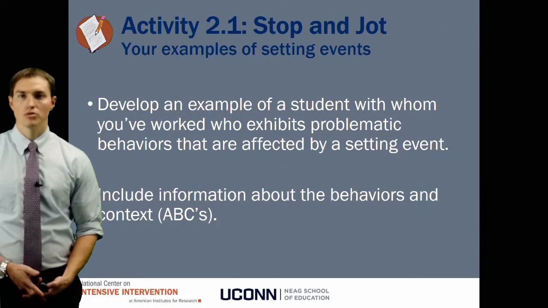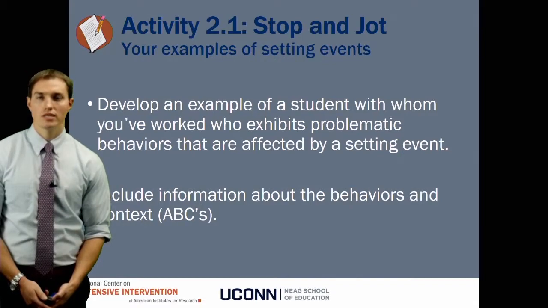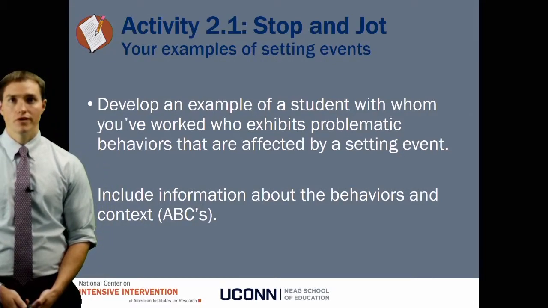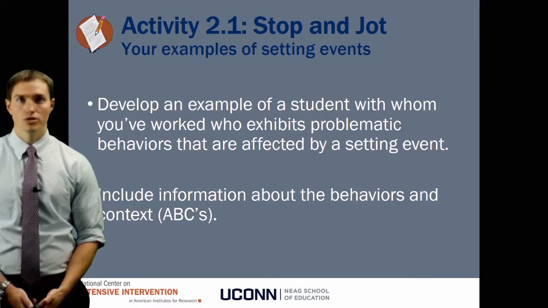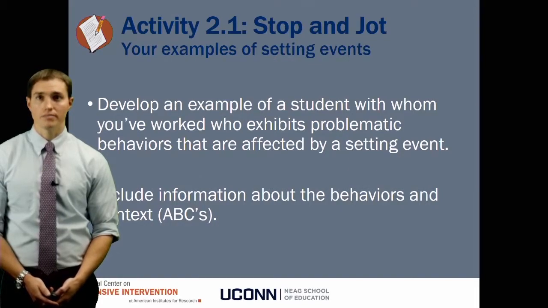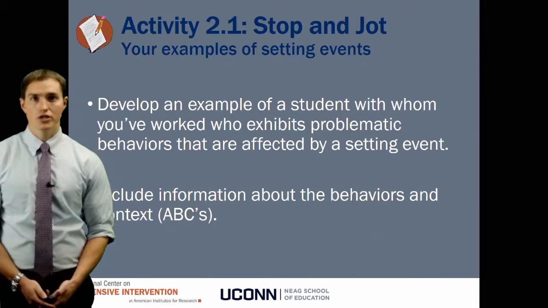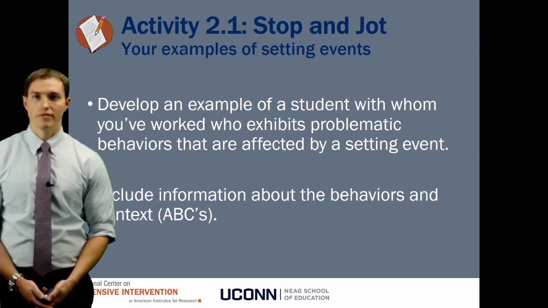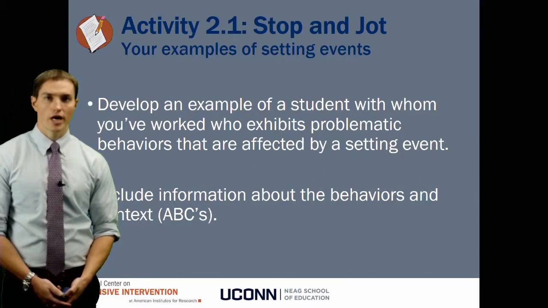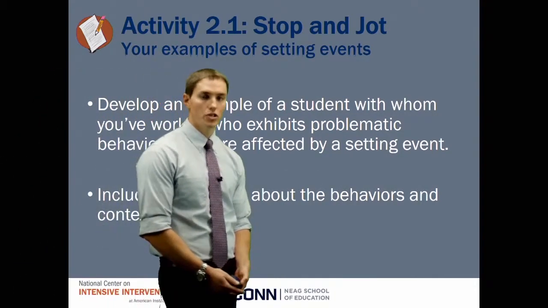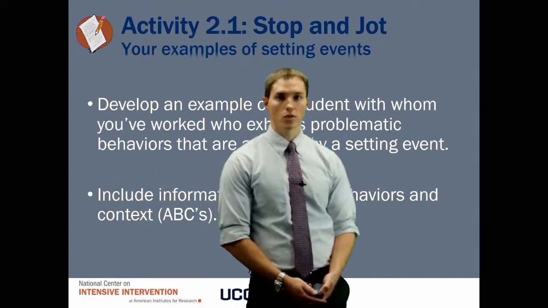So at this point, what we'll do is ask you to turn to your workbooks for activity 2.1. This is a stop and jot. Here, develop an example of a student with whom you've worked who exhibits problematic behaviors that you know are affected by a setting event. Look to include information about the behaviors and context, the ABCs, that follow that setting event. Once you've had a chance to do that, come on back here and we'll look to debrief this activity. I'll walk through a few other scenarios of setting events and what that ABC sequence looks like.